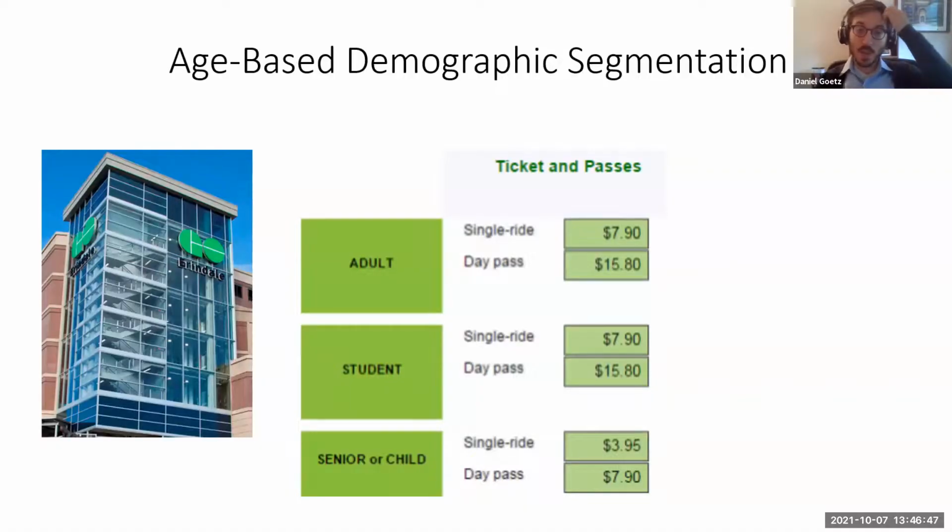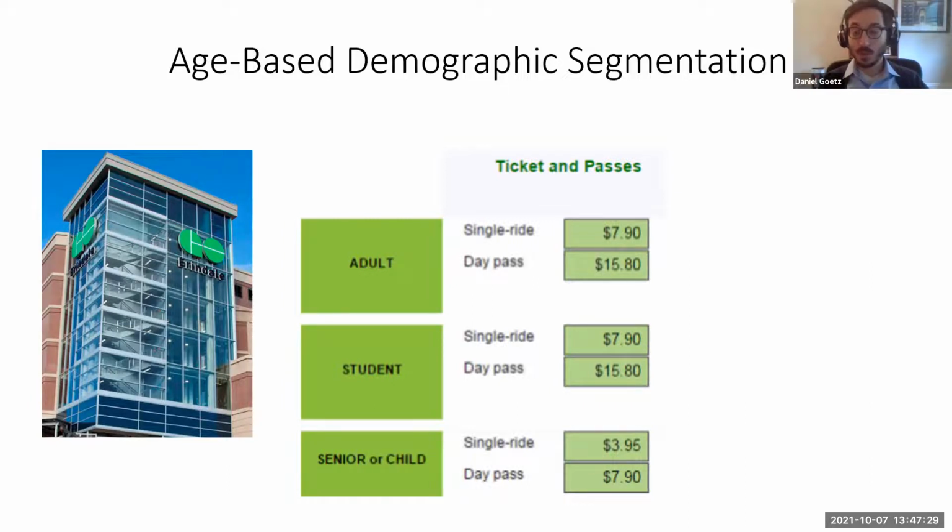Okay, so another example of age-based demographic segmentation, we can see here with GoTrain passes or GoTrain tickets, adults for a single day or a single ride, they pay $7.90. And for a day pass, they spend $15.80. But for a senior, you only spend $3.95 for single and then $7.90 for a day pass. So it's half the price. So this is definitely age-based demographic segmentation, right? And here we're not changing the product like we had with gum. We're giving them the same product, but at a different price, right?